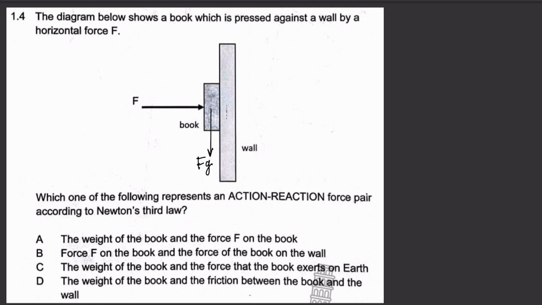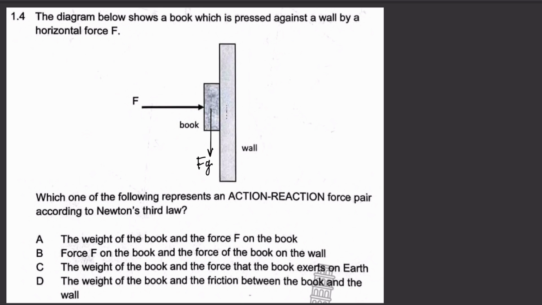B, force F on the book and the force of the book on the wall. The force of the book on the wall is this way, so that's not going to be the option either. Let's look at C. The weight of the book and the force that the book exerts on the earth. Now that might sound like an option, but let's look at the last one, and then we can make some conclusions here. D. The weight of the book, we've drawn it in here, and the friction between the book and the wall.